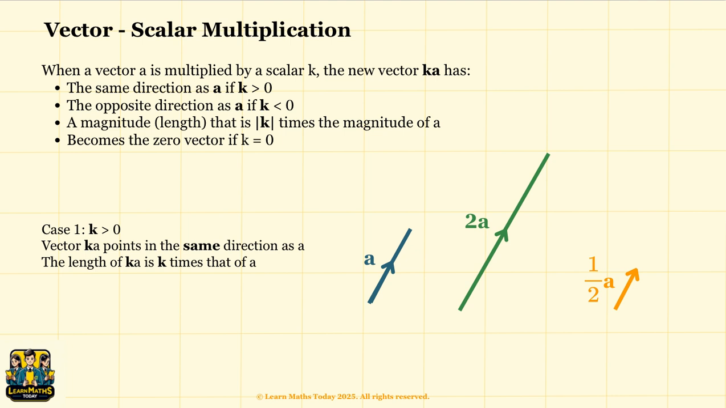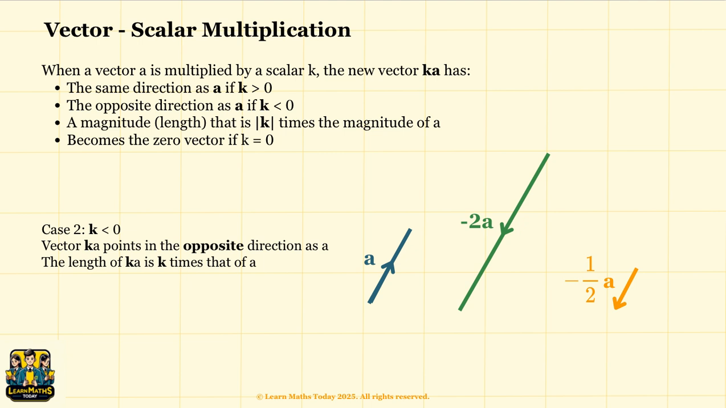Look at the diagram. We have the blue vector as the original vector A. If you multiply it by 2, we get the green vector. As you can see, it's twice as long, but points in the same direction. And if you multiply the blue vector by half, you get the orange vector, which is in the same direction but half as long.